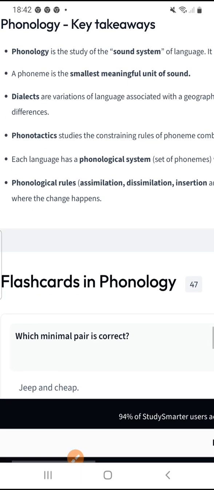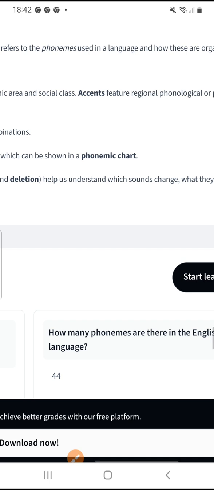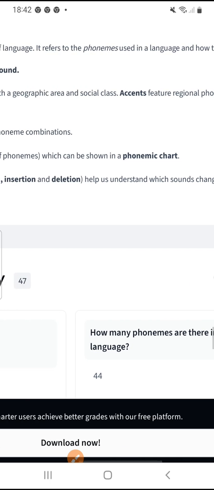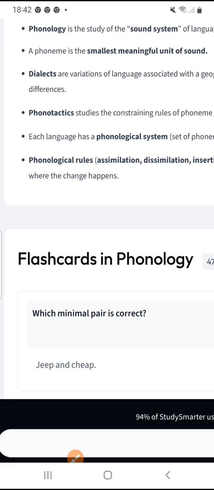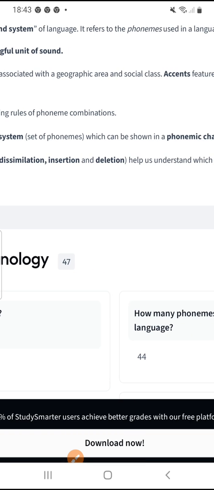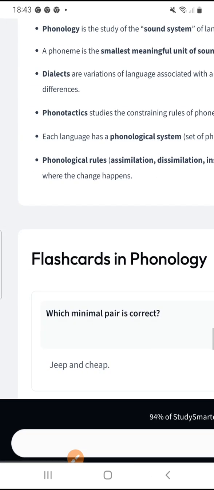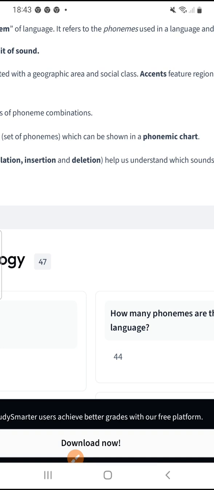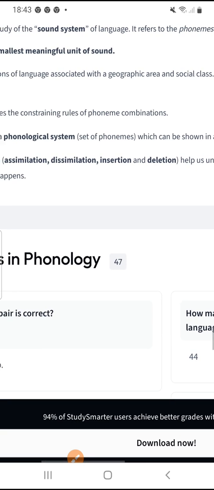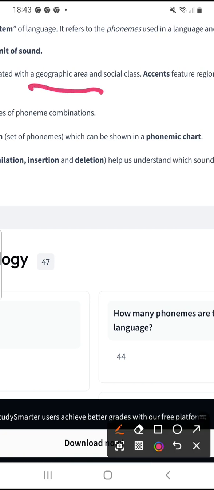Phonology is the study of the sound system of language. It refers to the phonemes used in a language and how these are organized. We have seen examples. A phoneme is the smallest meaningful unit of sound. Now, dialects are variations of language associated with a geographic area, like Marwadi and Rajasthani, a number of dialects are there, and social class. So these are the dialects associated with geographic area and social class.